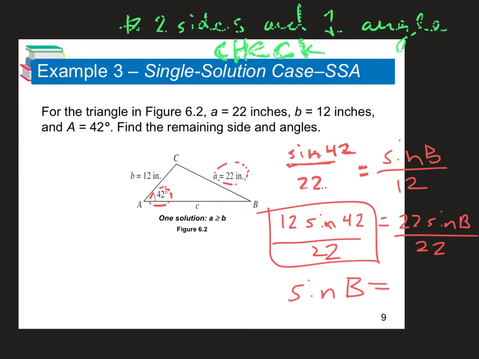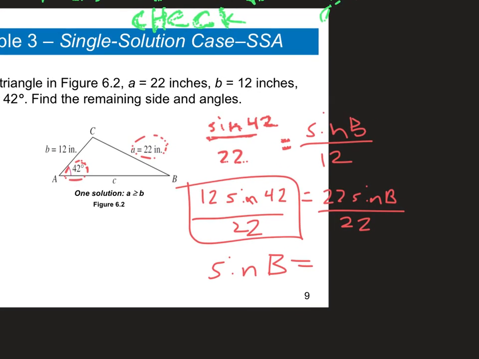We're dividing by 22 because 22 was the measure that we had here. We're trying to find what the sine of B is. So what did you get when you plugged in 12 times the sine of 42 divided by 22 in your calculator?